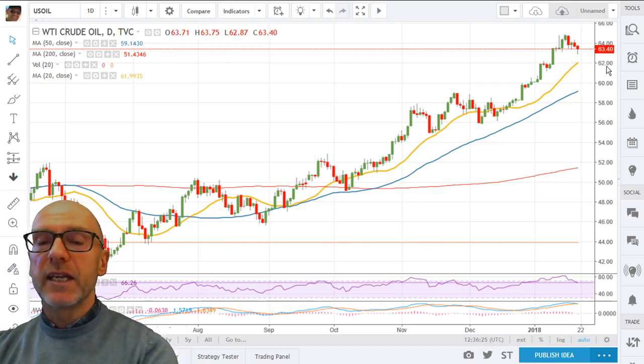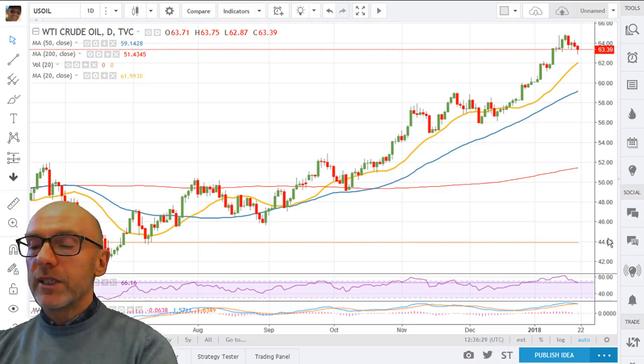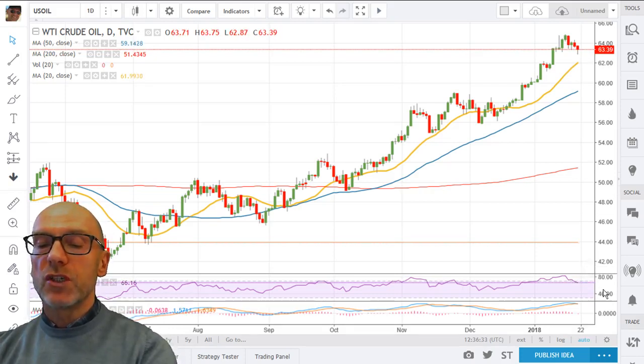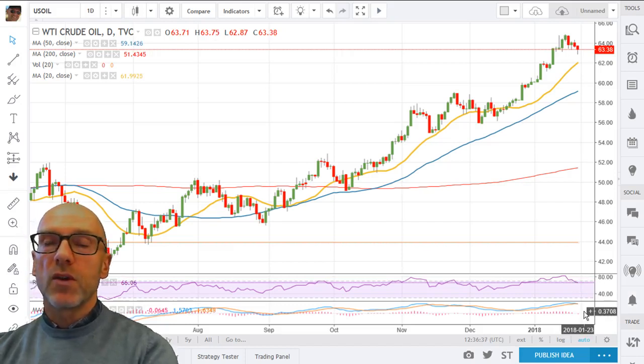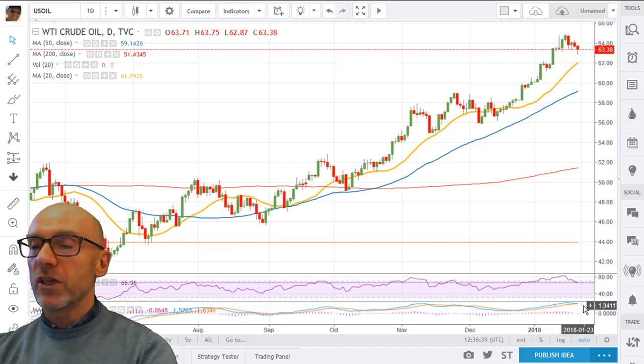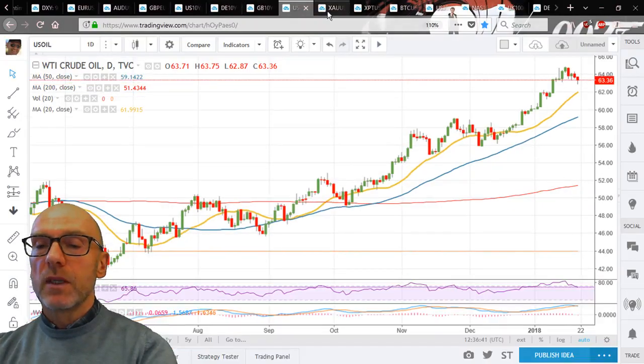The 20-day at 62 will give support. RSI, it's obviously pulled back, but there's no concerns yet. Still high, 66.16. Likewise on the MACD. Just wait and see on the oil price for now.